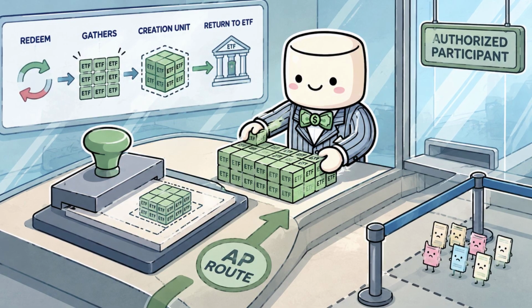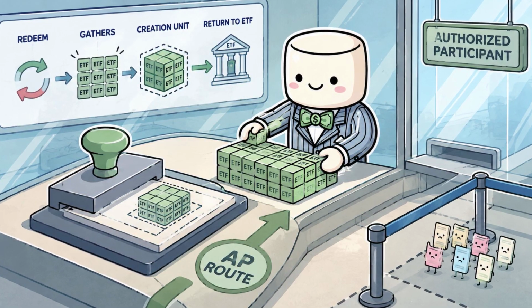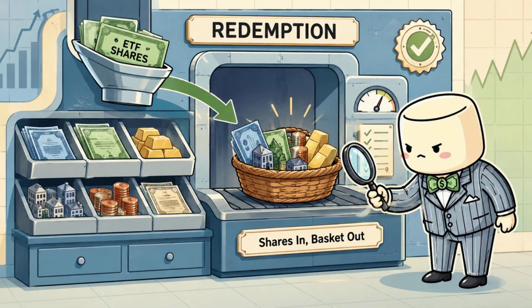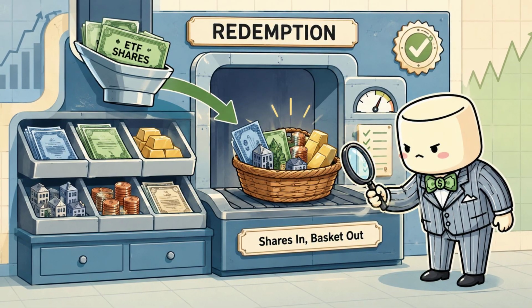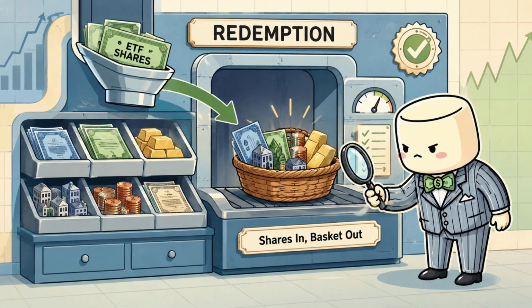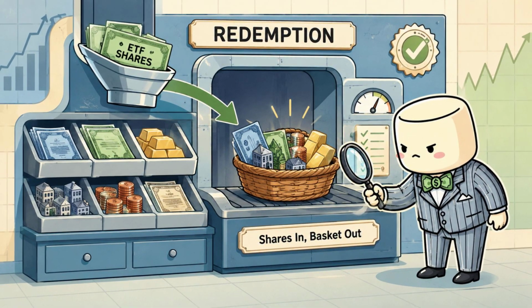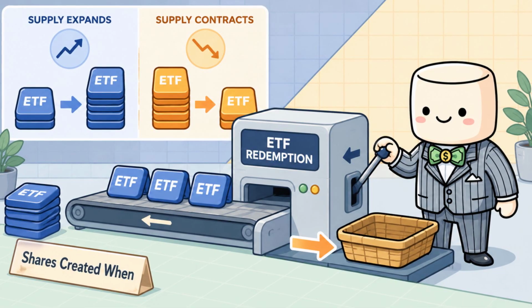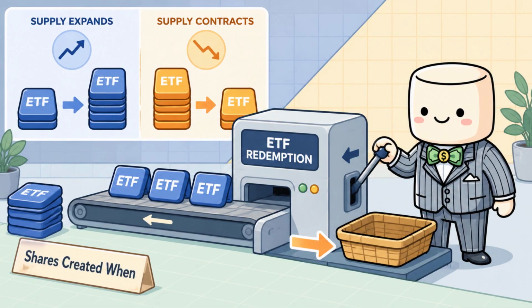Now flip it around. If the AP wants to redeem, it gathers enough ETF shares to make a creation unit and returns those shares to the ETF. The ETF gives back the redemption basket. That is redemption. ETF shares go in. Basket comes out. This is why ETF supply is flexible. New ETF shares can be created when the market needs more supply.